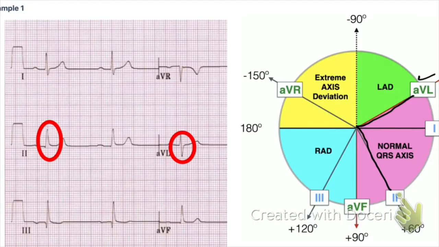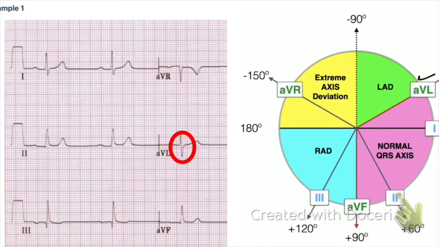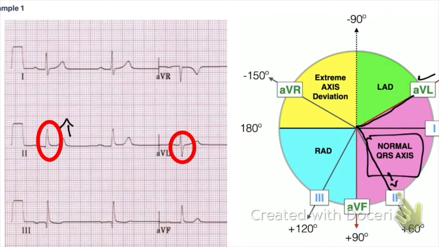See now, look at the leads. Here the equiphasic lead is AVL, right? Because here R is equal to S. So AVL is there, and the lead perpendicular to AVL is lead 2. Look at lead 2 now. Lead 2 is predominantly positive, right? So the direction is towards lead 2, so it lies in the normal axis.